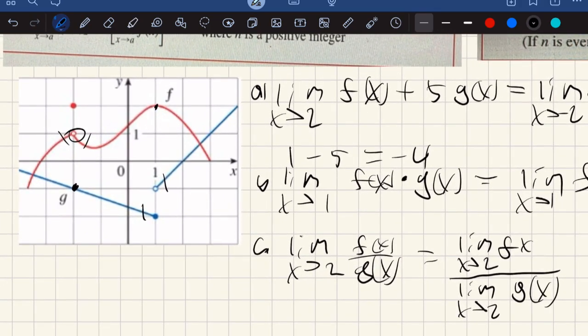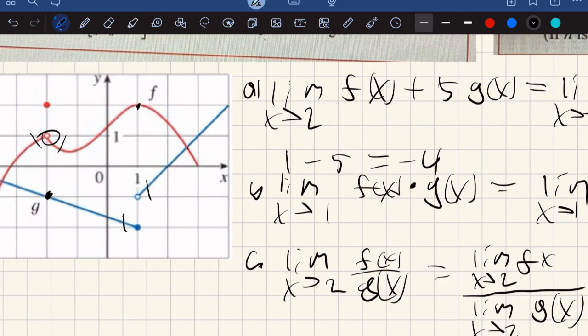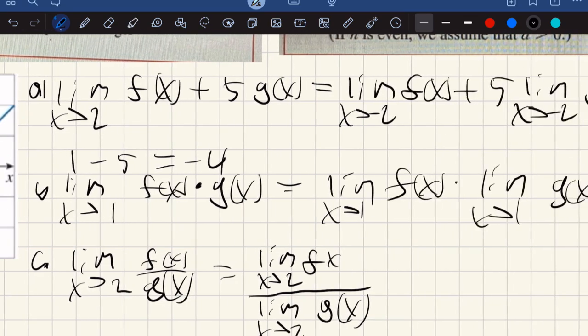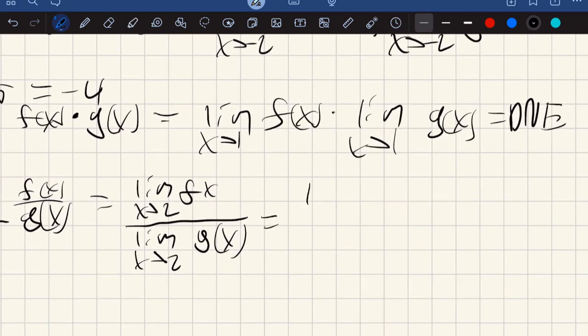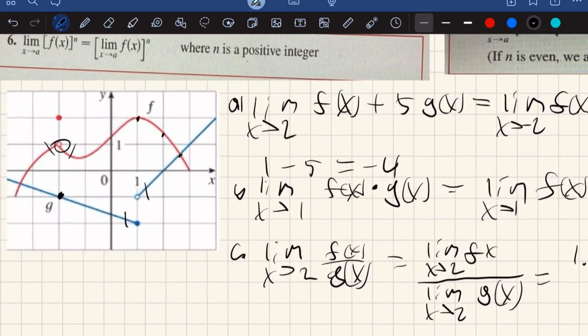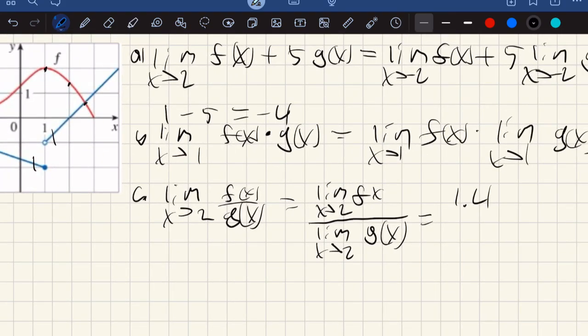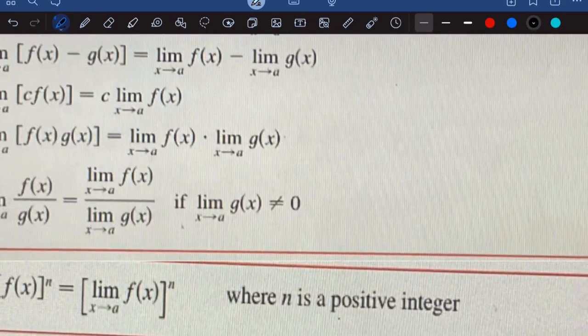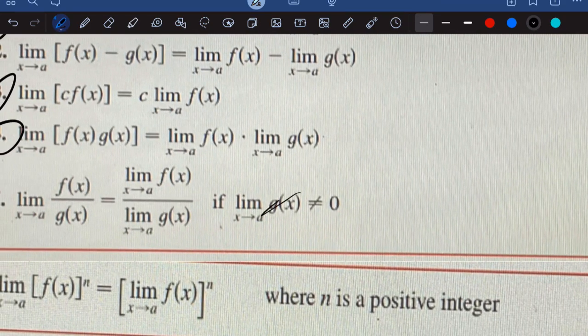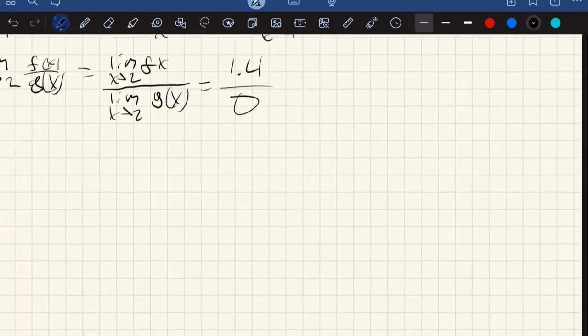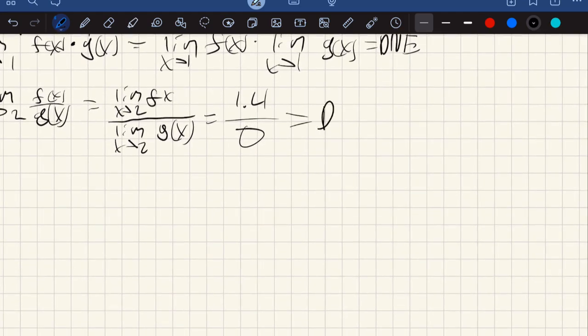Now, for f of x, we get about 1.4, but for g of x we get 0. And in this law, the limit of g of x cannot be 0, so then the limit does not exist.